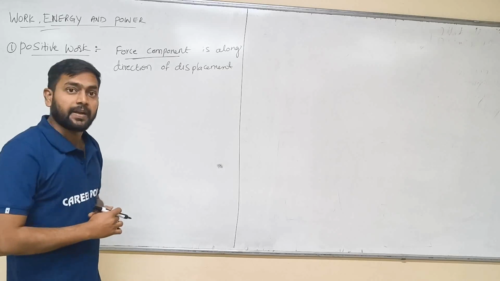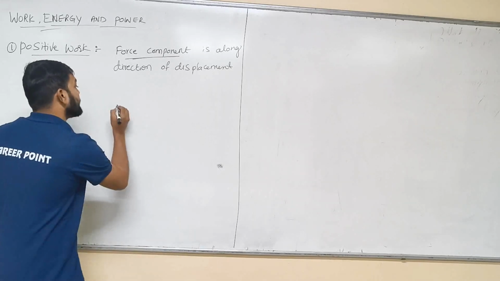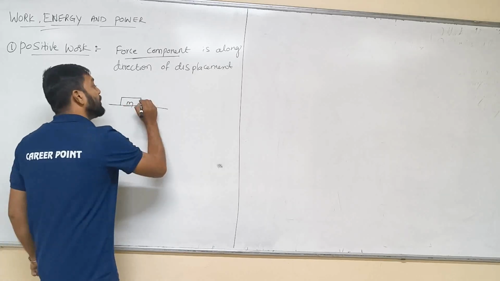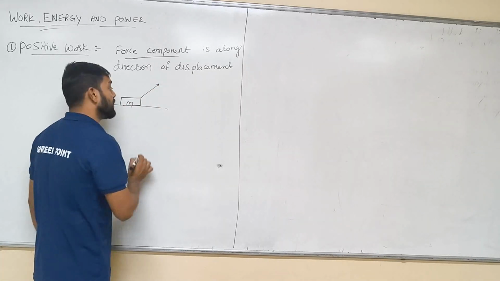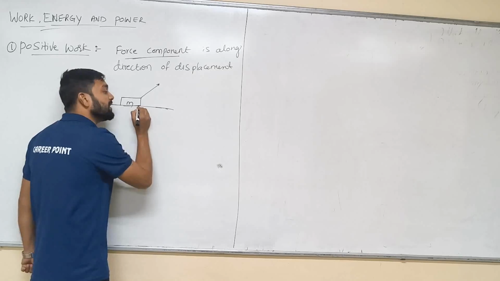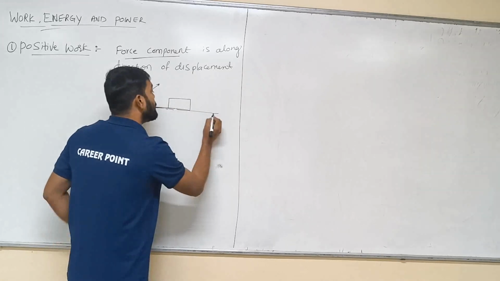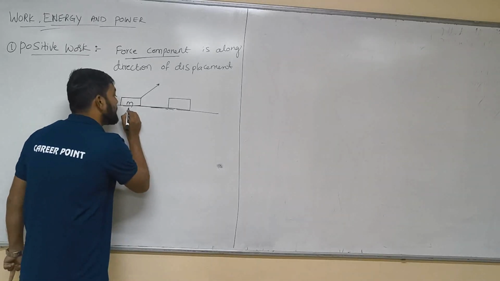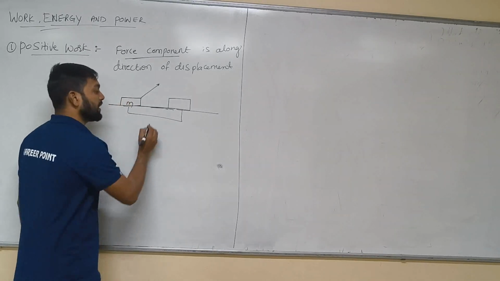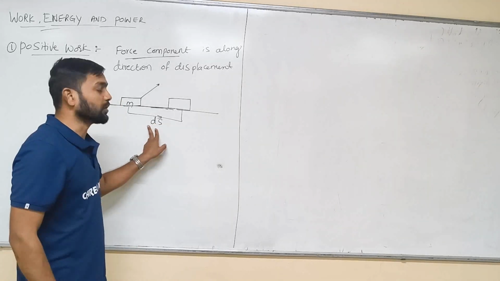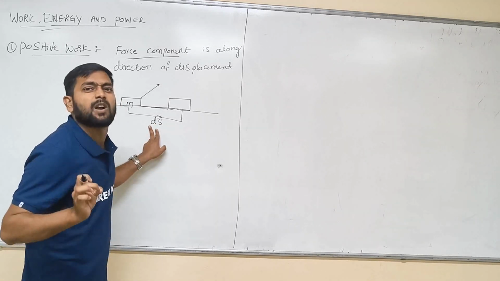Then we can say that is the positive work. Let us say here I would like to take a mass m. Here I am applying some force, so this object is moving in this direction. The object moved here, that means the displacement took place from here to here. This is the direction of the displacement. Here I took ds, which means a small displacement.